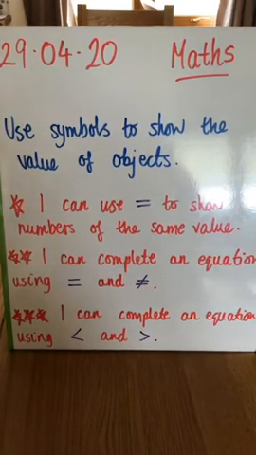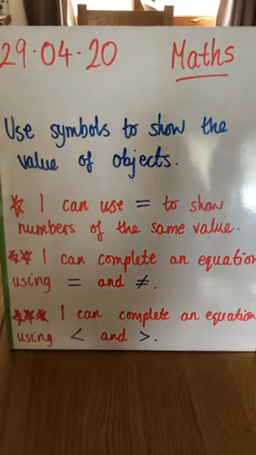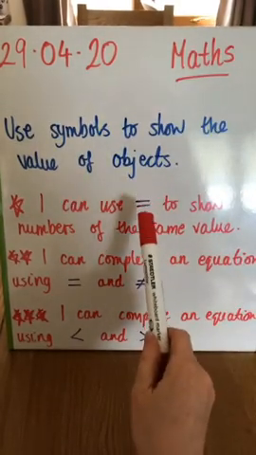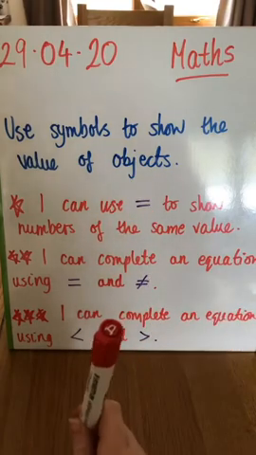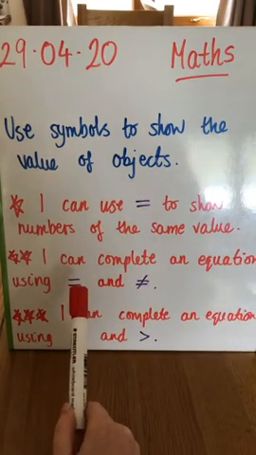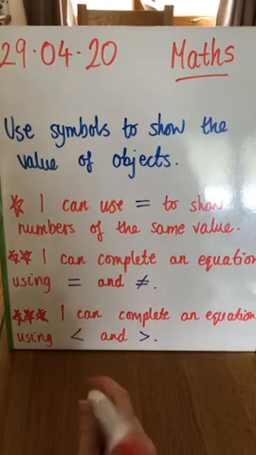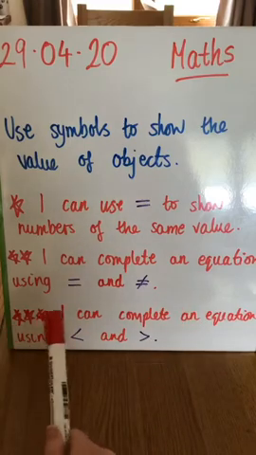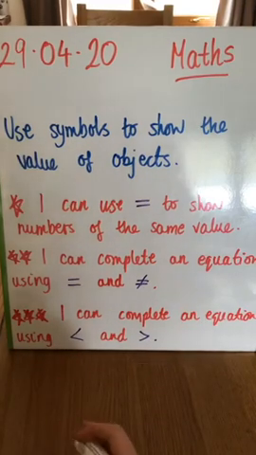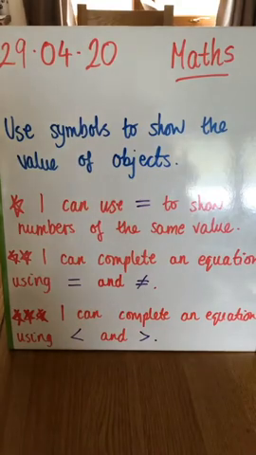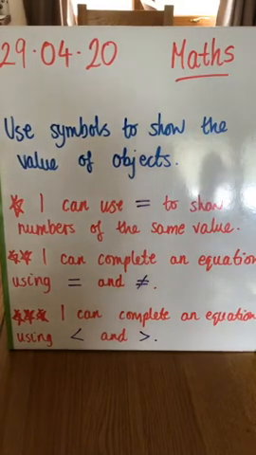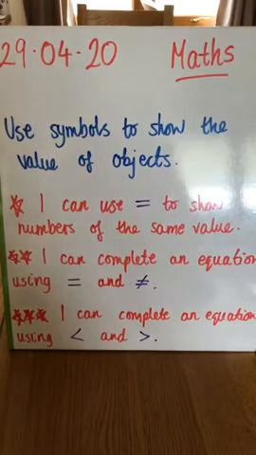So we are doing some more equations today, so we are going to use symbols to show the value of objects. Now 1-star challenges, we are going to use the equal sign. 2 stars, we are using the equals and the not equal sign to complete an equation. And 3 stars, we're using greater than and less than signs again. Now remember last week we used them and had a look at them and decided what they meant. This week we're going to have a go at actually using them in an equation.